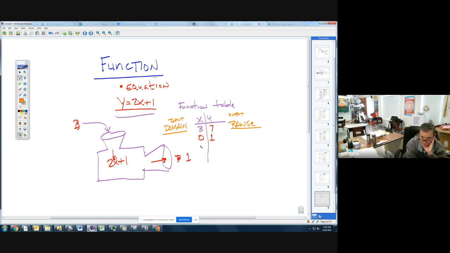And generally speaking, if we have this function, we like to do at least 3 numbers. Let's put a negative number in and see if you get what I do. If I input a negative number, 2 times a negative 2 is negative 4, and negative 4 plus 1 ends up being a negative 3.